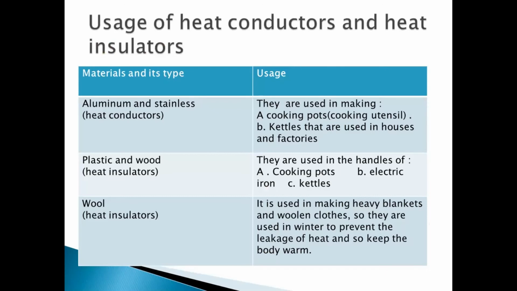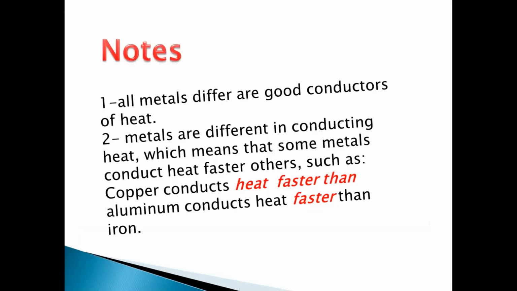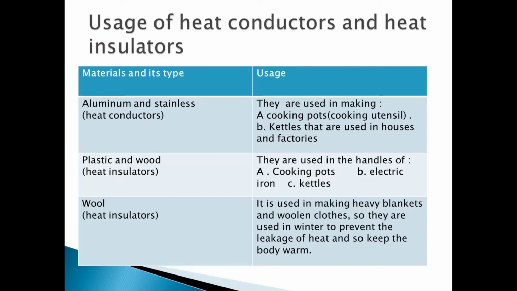There are other materials. All metals are good conductors of heat. There are metals that are high conductors of heat like copper, then aluminum, and least iron. So iron is the lowest in the column of conductors of heat. The highest metal to conduct heat is copper. After it, aluminum. Next, iron.